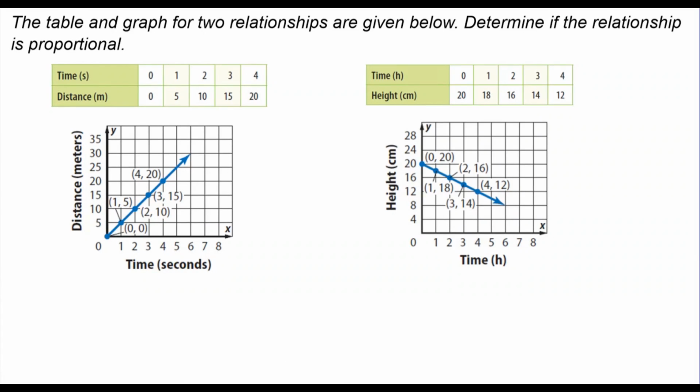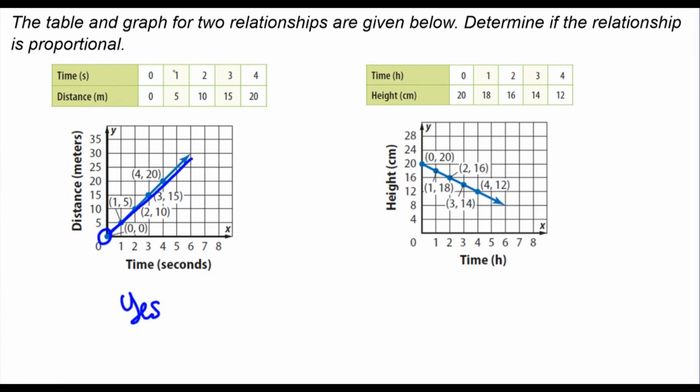So here we have a table and a graph for two relationships, and we need to determine if the relationship is proportional. So here we're comparing time and distance, seconds and meters, and just looking at this graph, can you tell if this is a proportional relationship? Well, does it go through the origin? Yes. Is it a straight line? Yes. So is it proportional? Yes, this is going to be a proportional relationship.